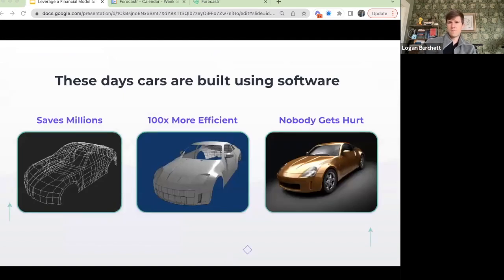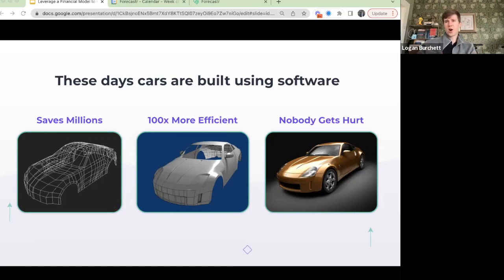Nowadays, cars can be built soup to nuts using software before you do any kind of physical testing, right? So you can design and test a car in minutes instead of months. So I can go into a CAD software. I can go all the way down to the component level, to the screw level. I can see and build that car in my computer.